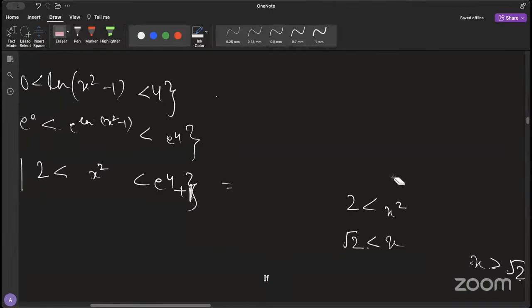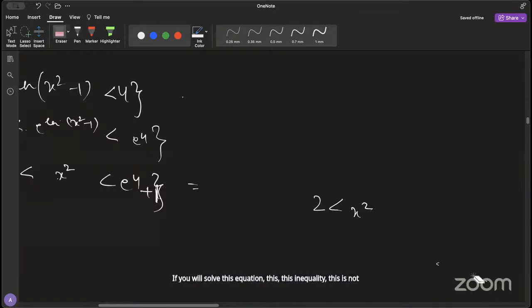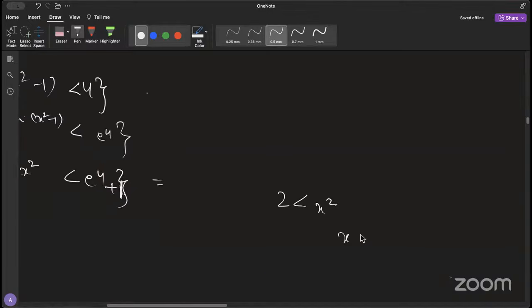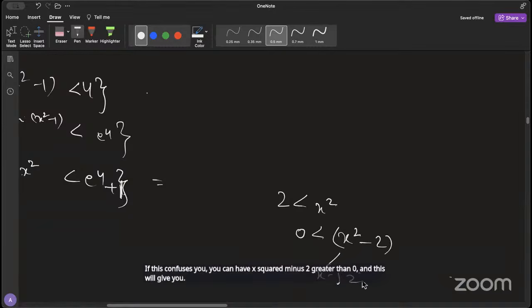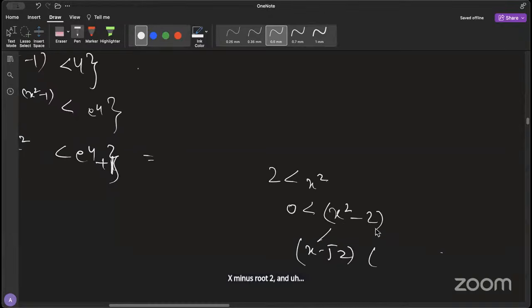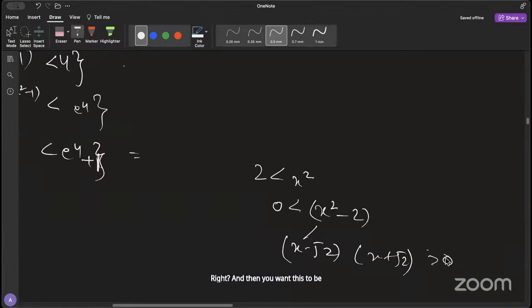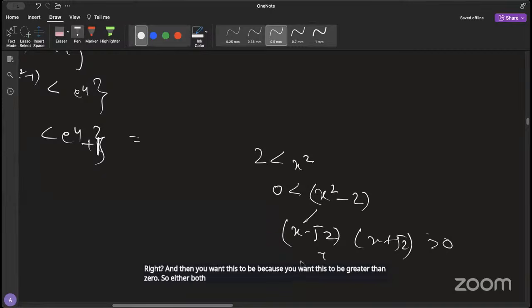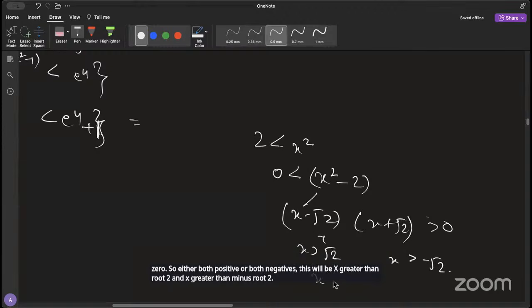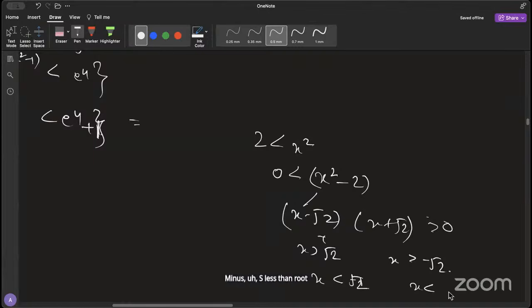If you solve this inequality, this is not an equation, I want x square to be greater than 2. If this confuses you, you can have x square minus 2 greater than 0, and this will give you (x minus root 2) times (x plus root 2). Because you want this to be greater than 0, either both are positive or both are negative. So this will be x greater than root 2 and x greater than minus root 2, or x less than root 2 and x less than minus root 2.